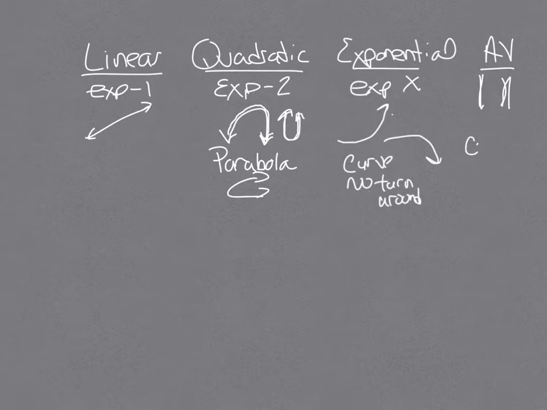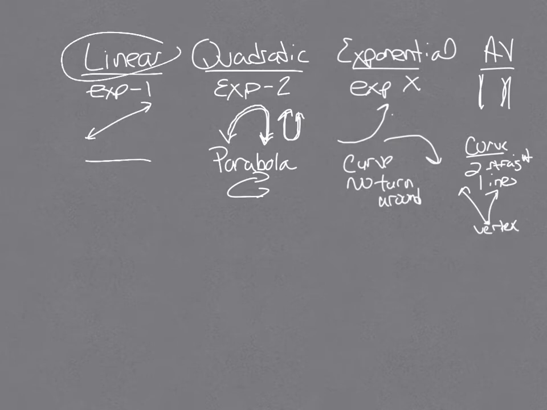Absolute value is a curve, but it's technically two straight lines that form a V. It comes to a point, which is your vertex. One thing about linear I want to go over is the denominator. You can't have an x in a denominator. Other than that, if the highest exponent is 1, it's linear.